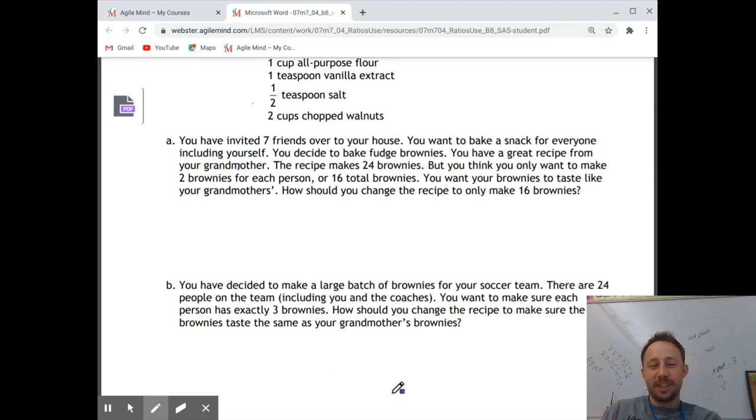So, looking at this, there's 24 people on the team, but you want to make sure each person has 3 brownies because those people are hungry. All right, so if the original one makes 24, what do we need to do? What scale factor do we need to use to increase the amount of our recipe so that each person will have 3 brownies? What would we have to do?